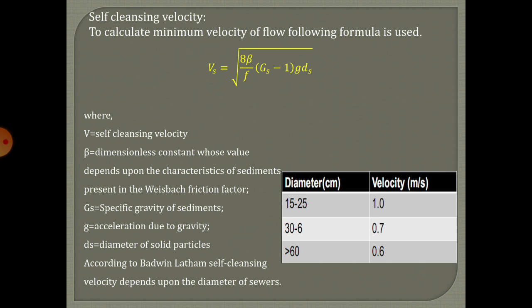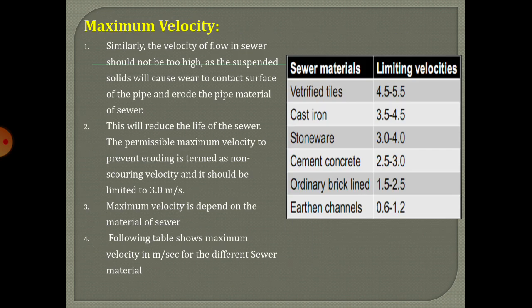According to Baldwin-Latham, the self-cleansing velocity depends upon the diameter of the sewer. If you refer to this table, you can see that if the diameter is between 15 to 25 centimeter, the velocity will be 1 meter per second. Whereas, if the diameter is 30 to 60 centimeter, then it will become 0.7. And if the diameter is greater than 60 centimeter, then the velocity will be further reduced to 0.6. So the self-cleansing velocity is very much dependent upon the diameter of the sewer.